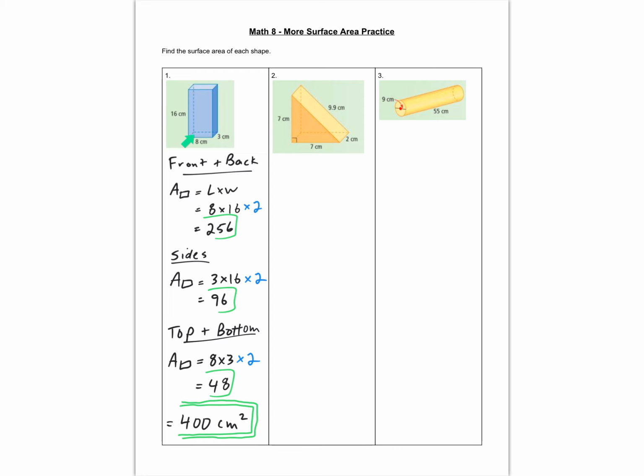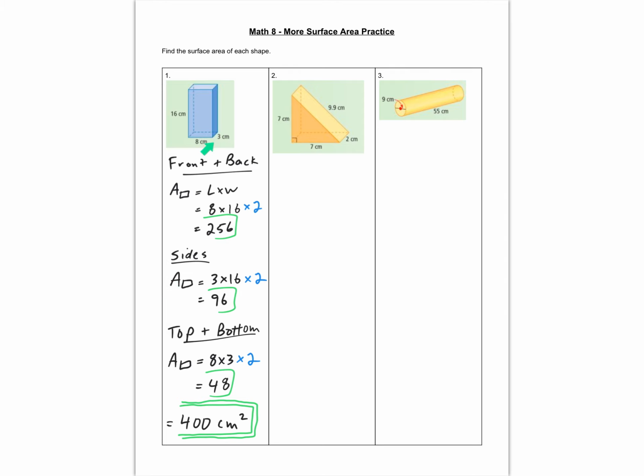So the front and back, the horizontal is 8 and the vertical is 16. So we multiply that together. I times it by 2 so that we could include the back. Okay, the front is just 8 times 16, but then we multiply it by 2 to get both. We get 256 centimeters squared.